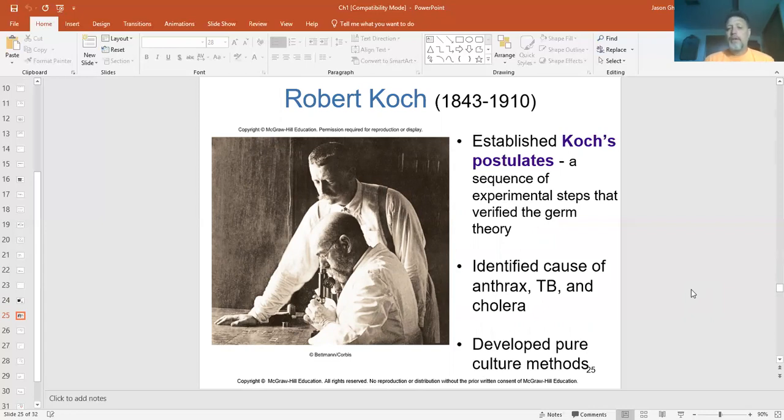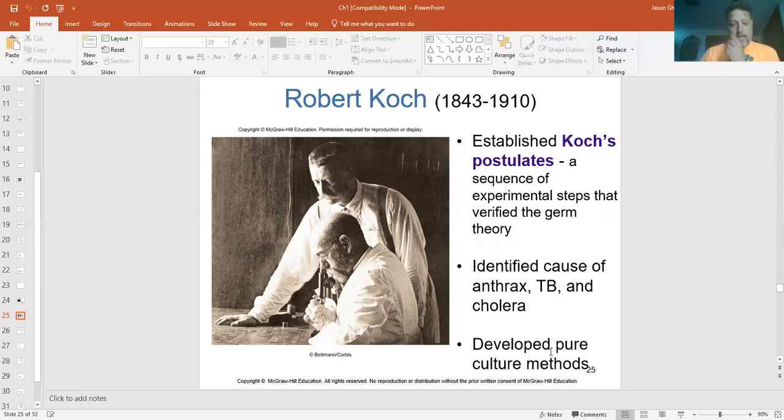He came up with postulates, and that was to, say, take a lab rat that's infected with a disease. You isolate the microorganism out of that lab rat, put it into a healthy one, and that healthy one should get the same disease, and then you can re-isolate that same organism out of that second lab rat. And that's how they proved that it was an individual type of bacteria or microbe that was causing a specific disease, and not sin or bad character or something like that.